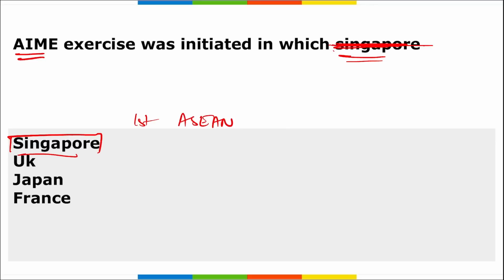Apart from this, remember, if we talk about who inaugurated this exercise, it was inaugurated and co-officiated by Admiral R. Hari Kumar, who is the Chief of Naval Staff for the Indian Navy. Correct? So remember this AIME exercise.